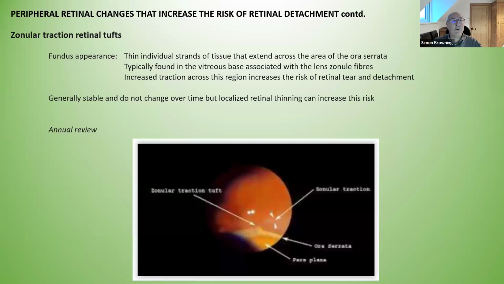Zonular traction tufts make an appearance very early on in life, and they are very difficult to see, but they are right out with an association to the zonules of the lens. So they're generally stable. They don't change over time. I've put it in tonight as a peripheral retinal degeneration because they are, and they're there. But even with ultra wide field imaging, you probably won't see a lot of these at all.